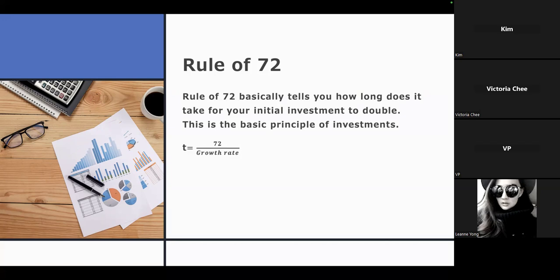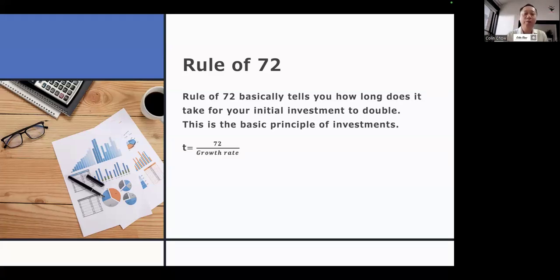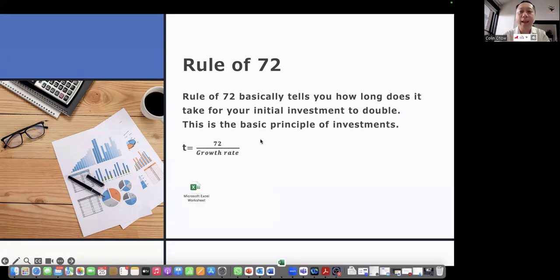So let's see if it is 5%. How long will it take for that investment to double? You just divide 72 by 5, which is about 14.5 years. So basically, that is the principle. I actually worked out a model that I can show you how it works. If you want it, I can also give it to you.